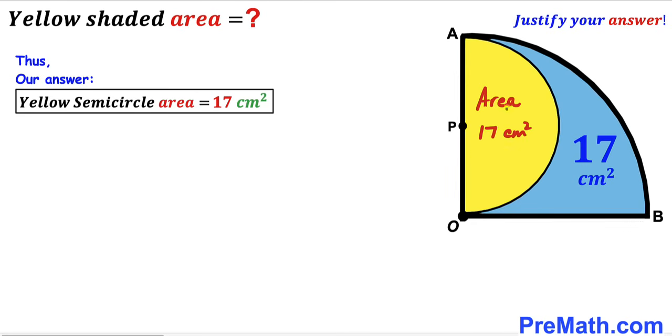Now let's make an observation. We can see the area of this yellow shaded region is equal to the area of this blue shaded region. And that's our final answer.